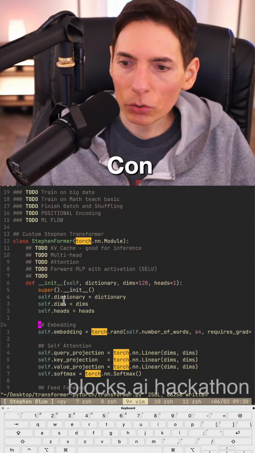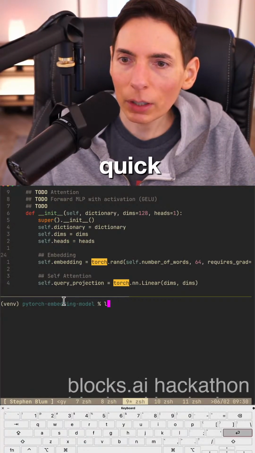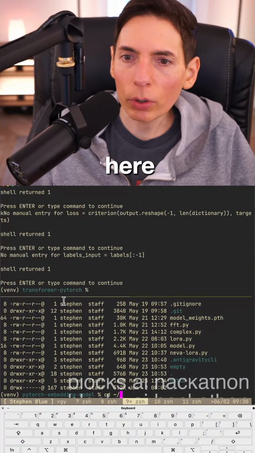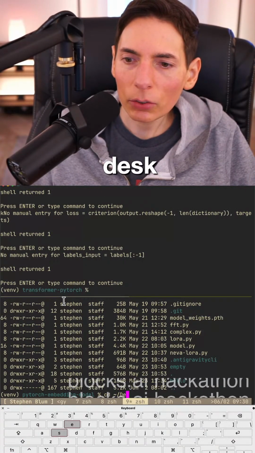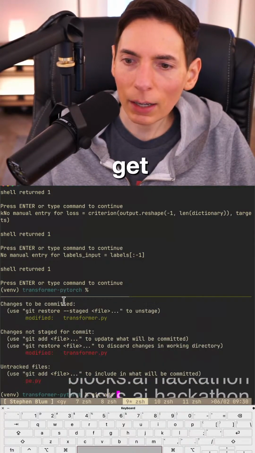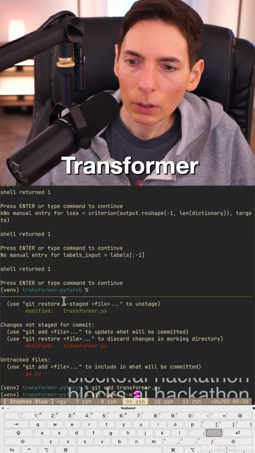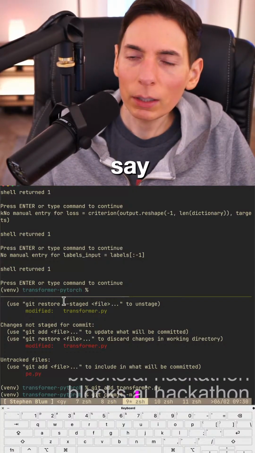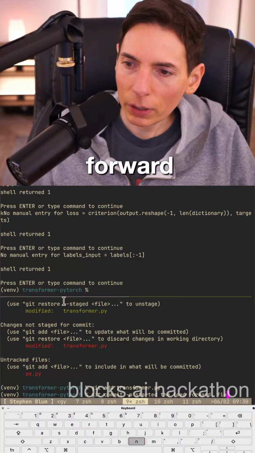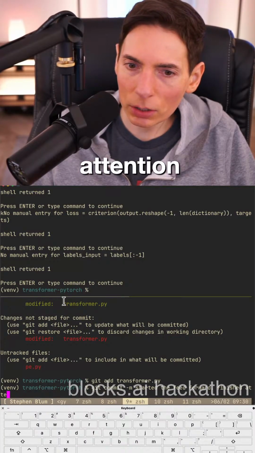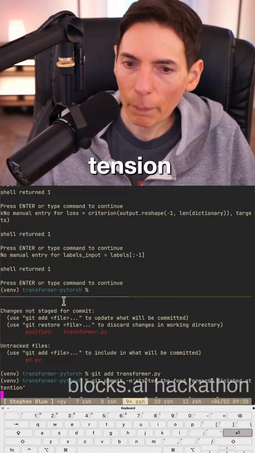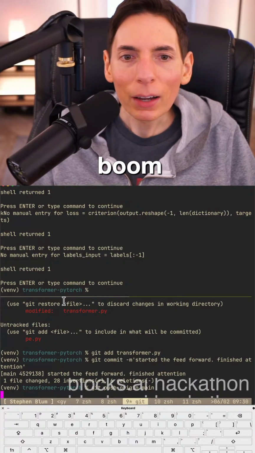So let me commit this really quick. What is my current working directory here? Transformer. Okay. CD desktop. It's called Transformer PyTorch. Git status. Git add transformer. Then we are going to say we started the feed forward. Finished attention, mostly we finished attention. Push. Boom. Good to go.